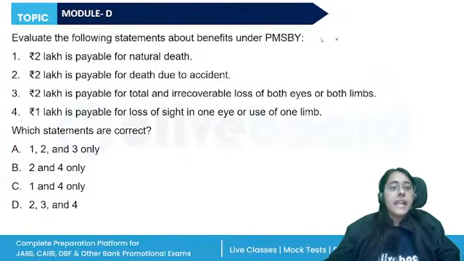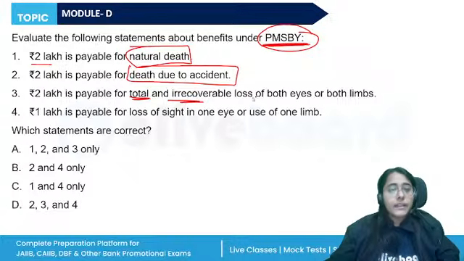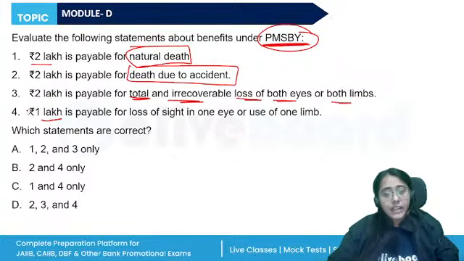Evaluate the following statements about the benefits under the Pradhan Mantri Suraksha Bima Yojana. 2 lakh rupees is payable for natural death. 2 lakh is payable for death due to accident. 2 lakh is payable for the total and irrecoverable loss of both eyes or both limbs. 1 lakh rupees is payable for loss of sight in one eye or use of one limb. Which statement is correct?